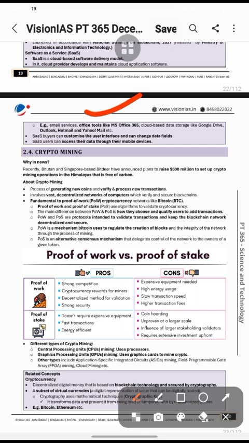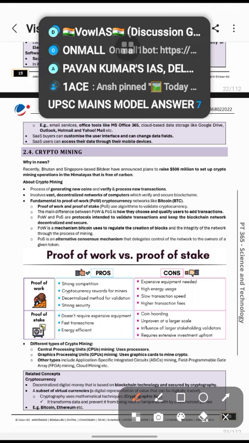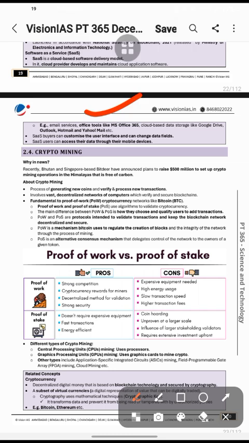Crypto mining. Recently, Singapore-based Bitdeer raised 500 million to set up crypto mining in Bhutan in the Himalaya, which is free of carbon. Mining generates new coins through a variety of processes, and new transactions are verified by a decentralized network of computers, which is fundamental to proof of work. Cryptocurrency like Bitcoin uses proof of work, and proof of stake adds to the transactions, and the protocols for the intended transactions keep the blockchain network decentralized. The Bitcoin mechanism uses regulated creation of blocks. So now there is proof of work.